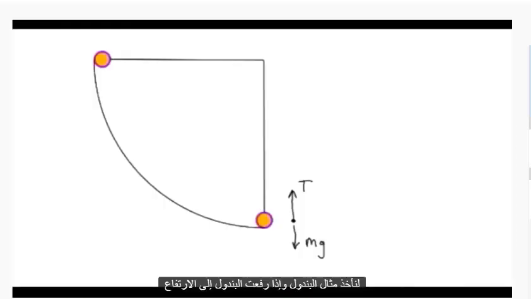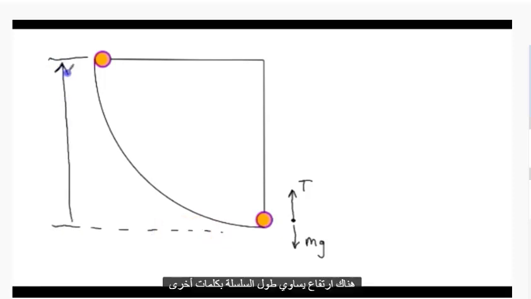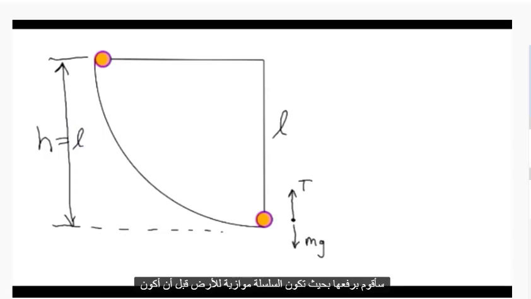Let's take the example of a pendulum, and if I raise the pendulum to a height right there, a height that is equal to the length of the string. In other words, I'm going to raise it so that the string is parallel to the floor before I release it. Then when it reaches the bottom of the swing, here's the force diagram down here.